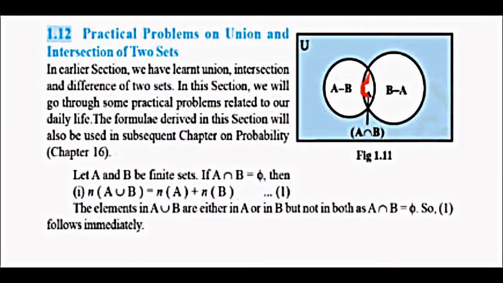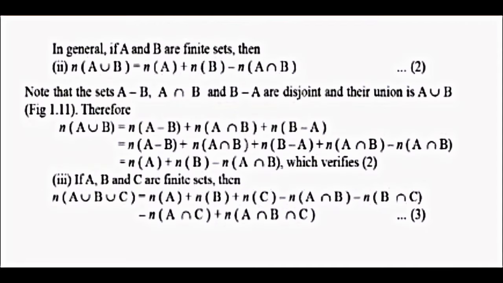First, I would like to take you to the actual expression, which is this. Please understand that this is n. We are talking about the number of elements. So the number of elements in A union B is equal to n(A) plus n(B) minus n(A intersection B). This is the expression. We are going to show it also.